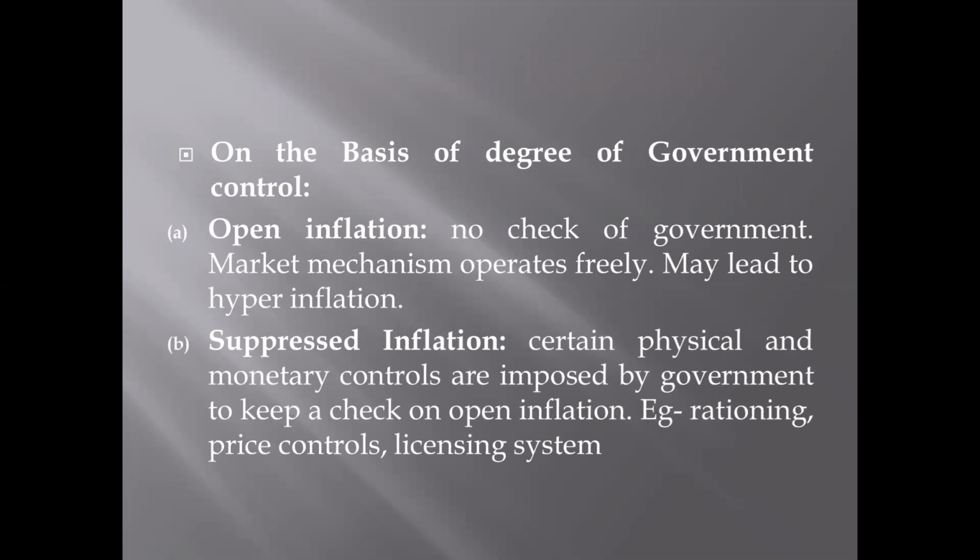First is open inflation. Open inflation means market mechanisms are freely operating without any check of the government, right? If it remains without the check of the government for a long period of time, it may lead to hyperinflation. Then is suppressed inflation. Suppressed inflation means there are certain measures and controls by the government. The government is keeping different types of monetary controls on inflation to keep a check on open inflation. For example, rationing of credit, price controls, licensing system.